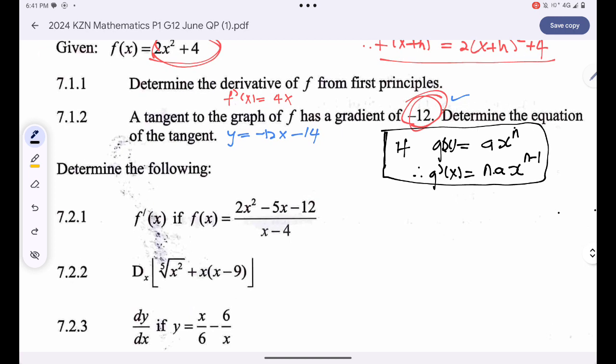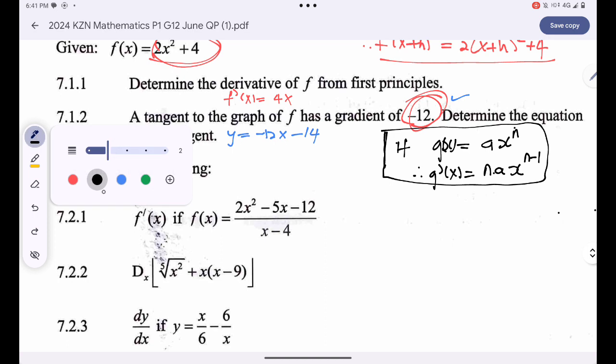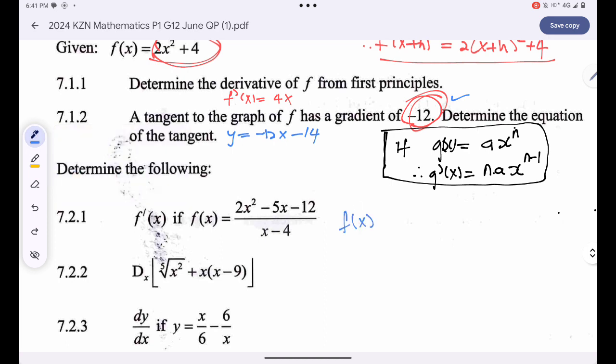Okay, number 1. We have f of x being equal to 2x squared minus 5x minus 12, all over x minus 4. The only way, guys, to remove this denominator is if we factorize our numerator. We have f of x, and please note that I'm not writing f prime of x. I will only have a right to write f prime of x whenever I'm finding my derivative. Right now I'm still simplifying.